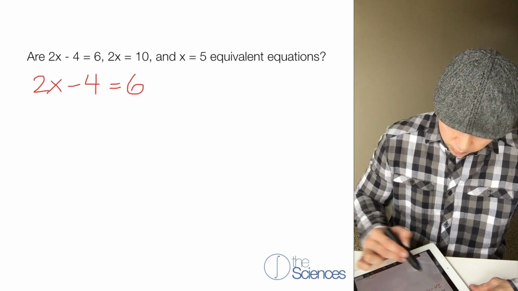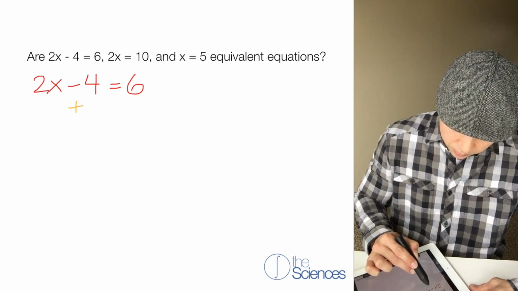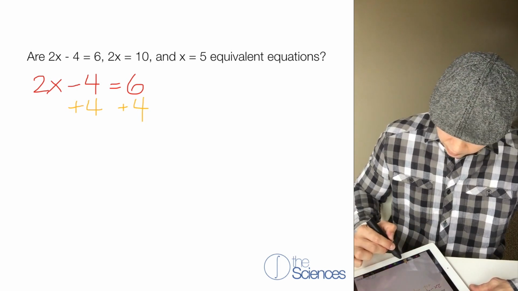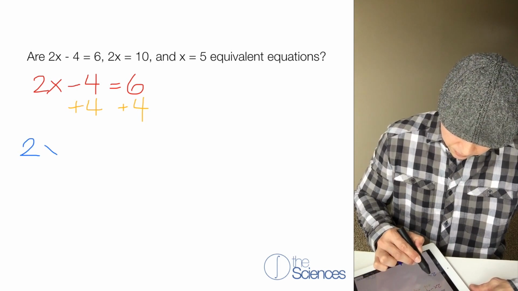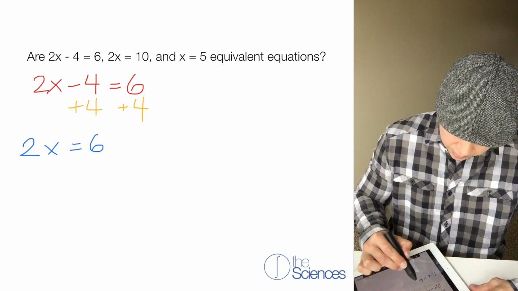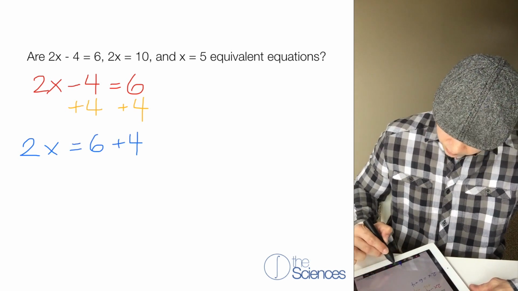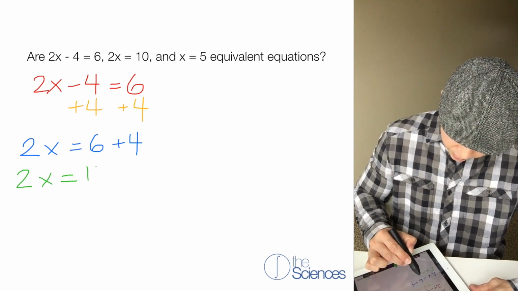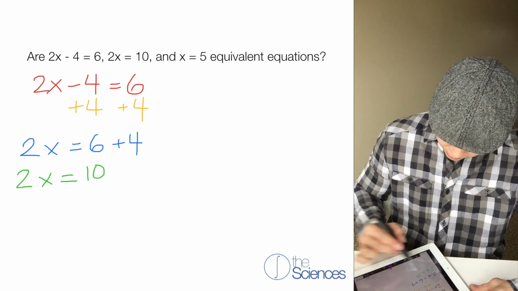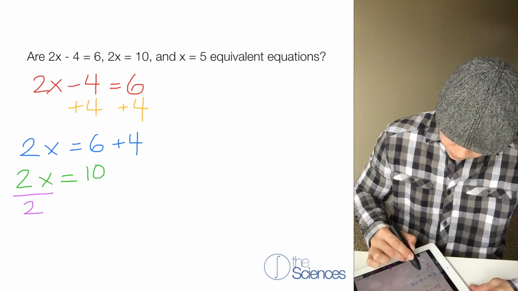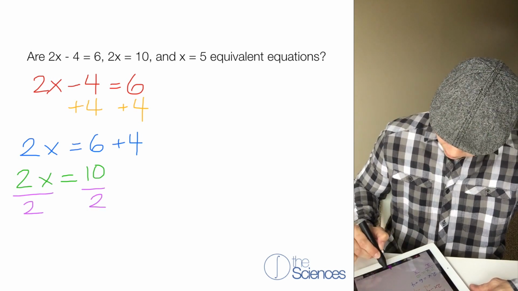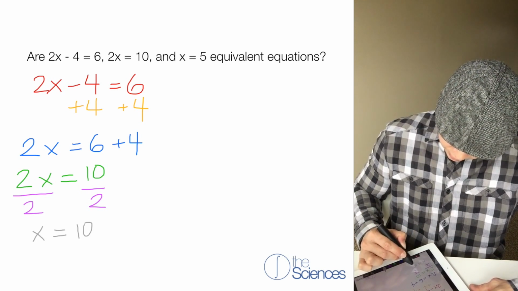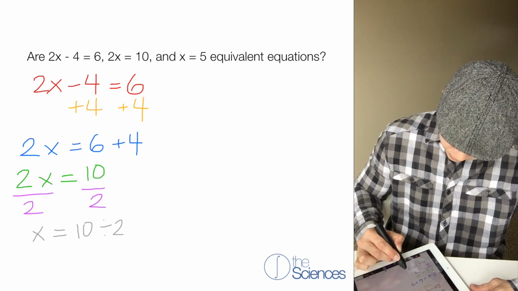So what we're going to do is add 4 to both sides of the equation. So now we have 2x equals 6 plus 4. So now we have 2x equals 10. And then now we're going to divide both sides by 2. And then x equals 10 divided by 2, or 5.